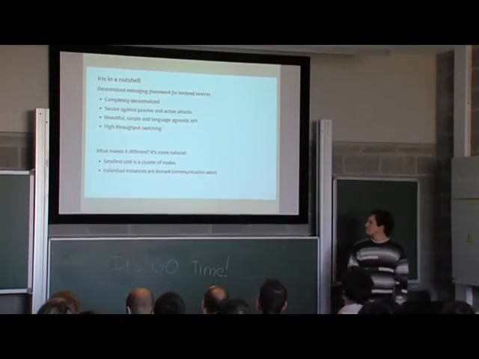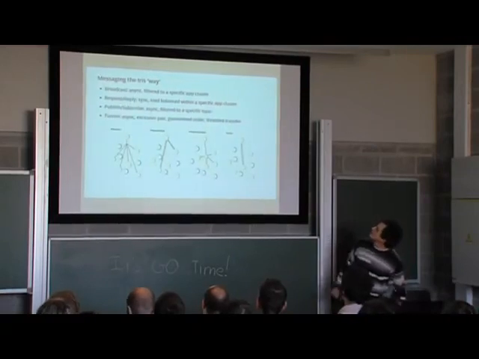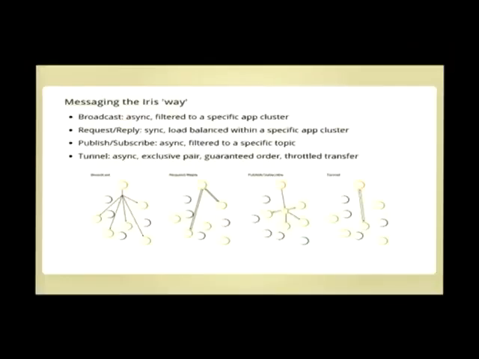Now, let's get down to, one more slide. Forgot about that one. So we have this nice model where we have clusters communicating with each other, but how can they communicate? What can they do? Well, you have the usual suspects: broadcasting, request-reply, publish-subscribe, channels.